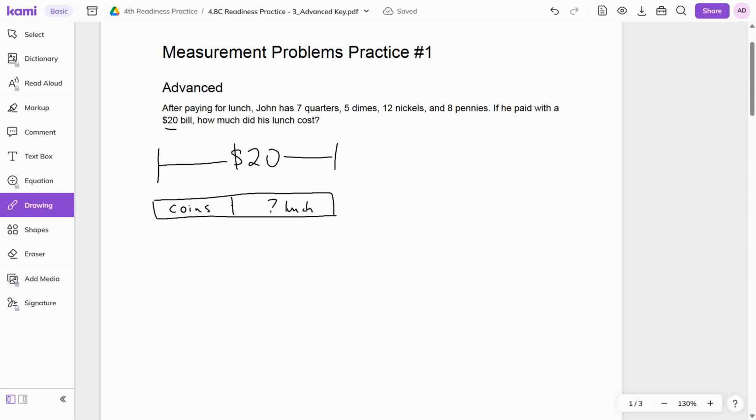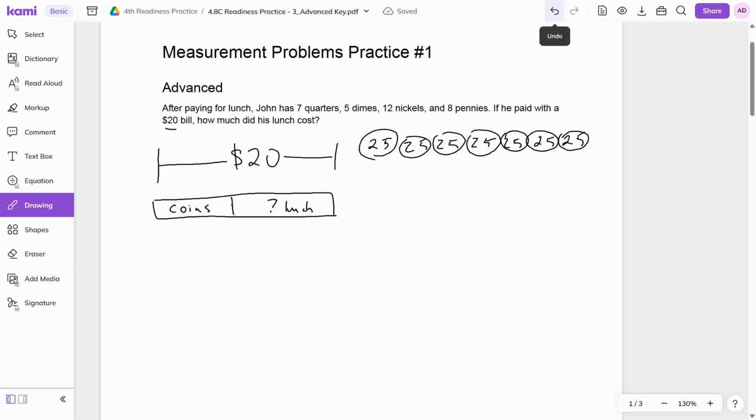I've got 7 quarters. All right, so what I'm going to do is I'm just going to write down the values. Right, so 25, 25, 25, 25. And that's going to help me get started, but there might be a more efficient way to do this that we can use. 1, 2, 3, 4, 5, 6, 7. All right, so what do we have here?